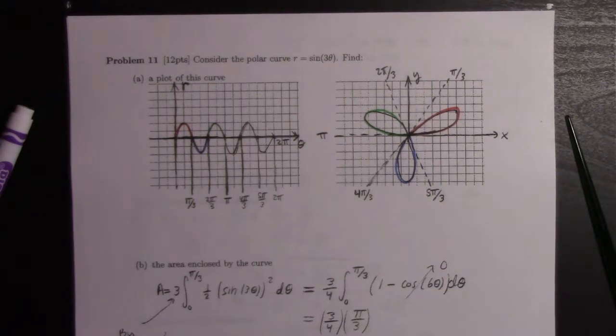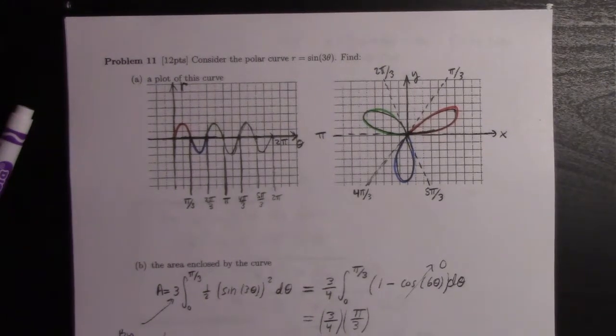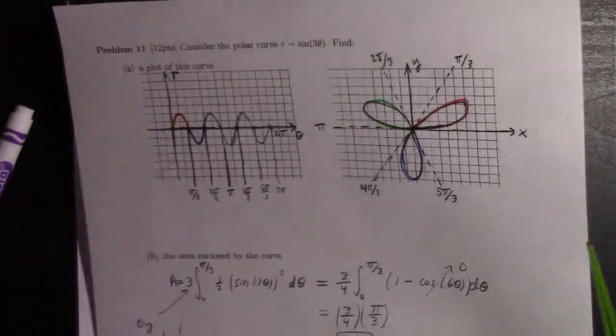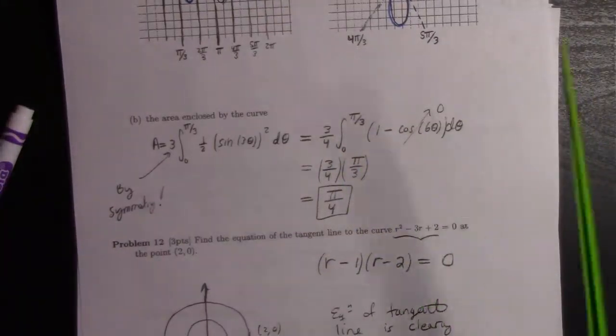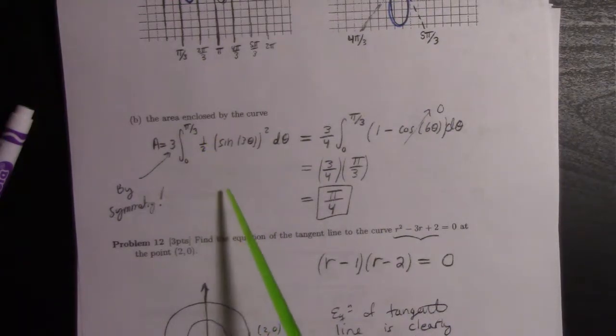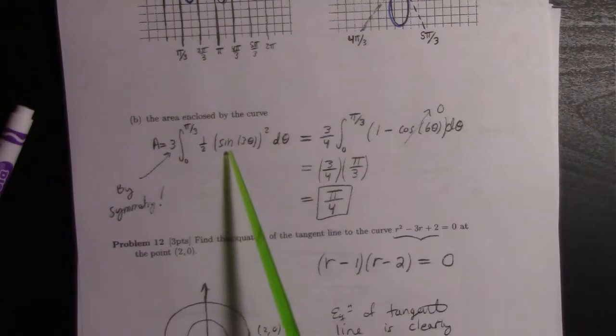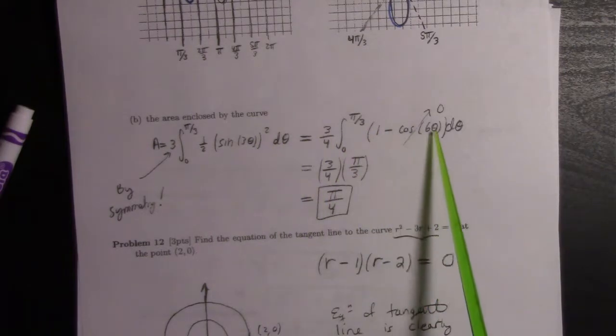So it's just that. And then to calculate the area enclosed by the curve, which is actually kind of a nice question, just pick any petal you like and multiply by 3. So I decided to use the first petal, which goes from 0 to pi over 3. Inner radius is 0, outer radius is sine 3 theta, so 1/2 r squared d theta, which gives me this.